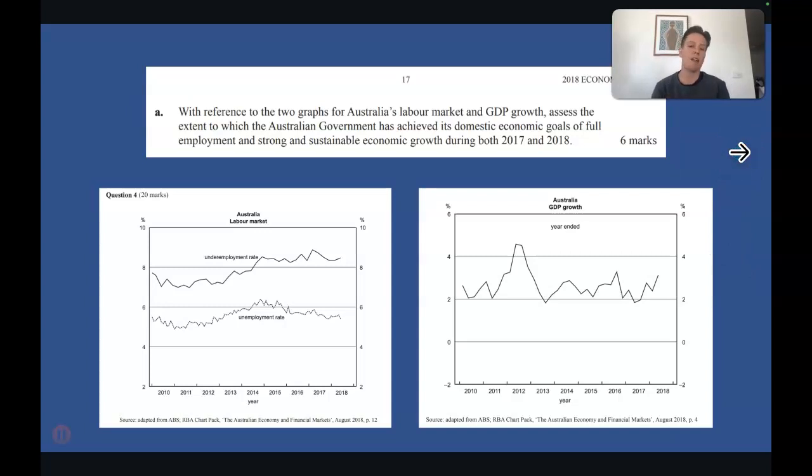Now, I've put this here. It's out of date. You wouldn't be asked the question with these tables, but this is the kind of question you can expect to get in respect to this SAC, okay? So it's a chonky one. They've obviously thrown 6 marks at you. They want to find out if you're able to structure it. So we've got some graphs related to the labour market and GDP. We need to assess the extent to which the Australian government has achieved its domestic economic goals of full employment and strong and sustainable economic growth during 2017 and 2018. So you can imagine this question being asked in 2024, updated graphs, updated data, and you would need to comment on 2023 and 2024, but all the theoretical elements stay the same.